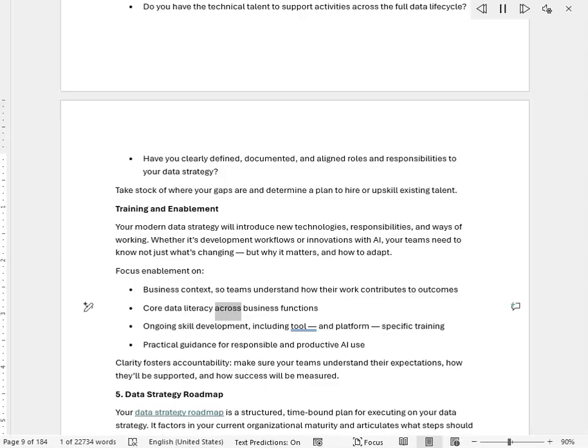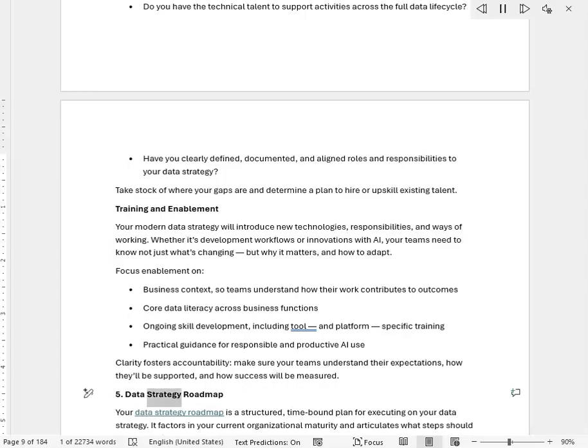Core data literacy across business functions. Ongoing skill development, including tool and platform-specific training. Practical guidance for responsible and productive AI use. Clarity fosters accountability. Make sure your teams understand their expectations, how they'll be supported, and how success will be measured.